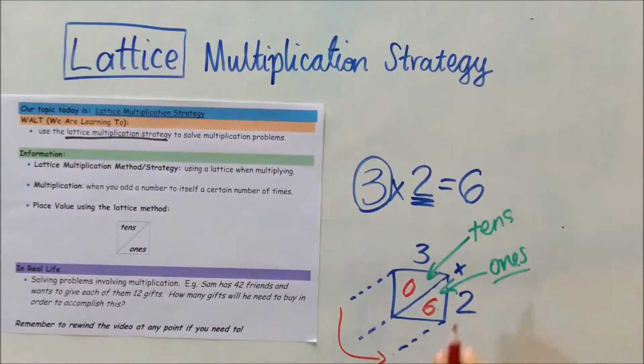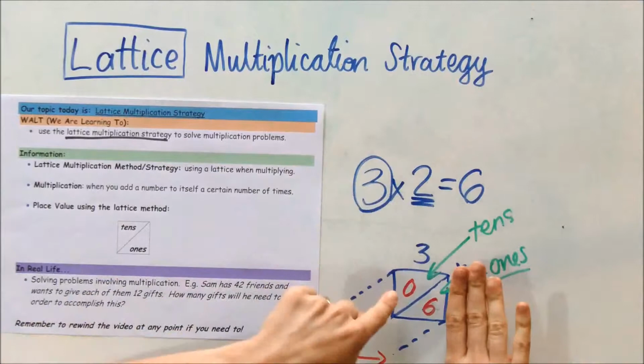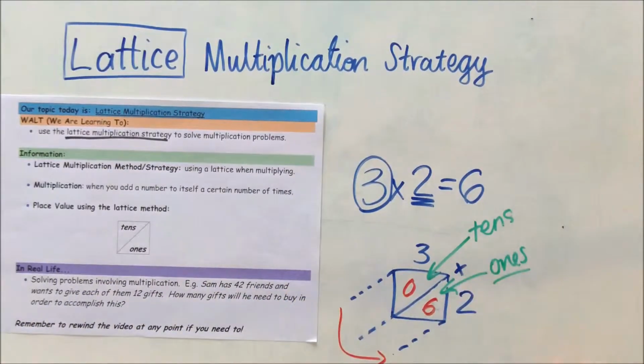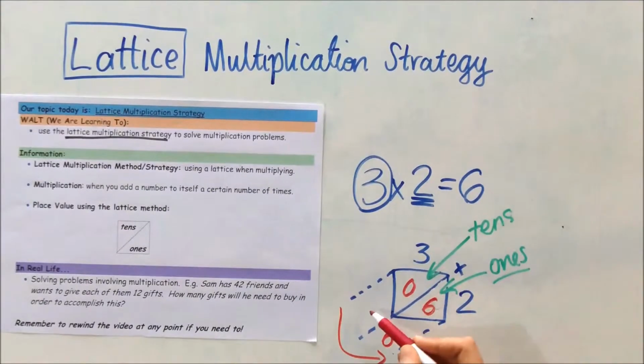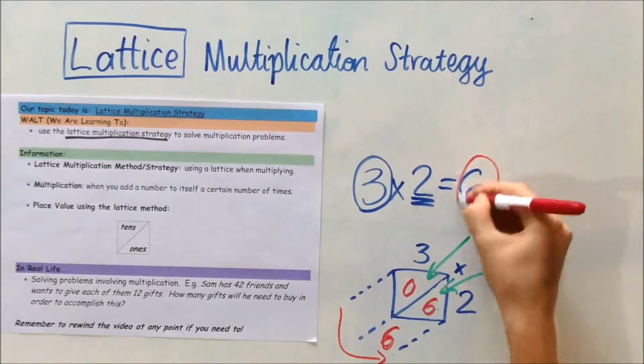We don't actually focus at all on the number on the outside. We're just looking at the small parts on the inside of a lattice. So there's 6, and then there's 0 here. We're not going to write 0 there because there's nothing else beyond that, and 0, as we know, is just a placeholder. So the answer is 6. So 3 times 2 is 6.